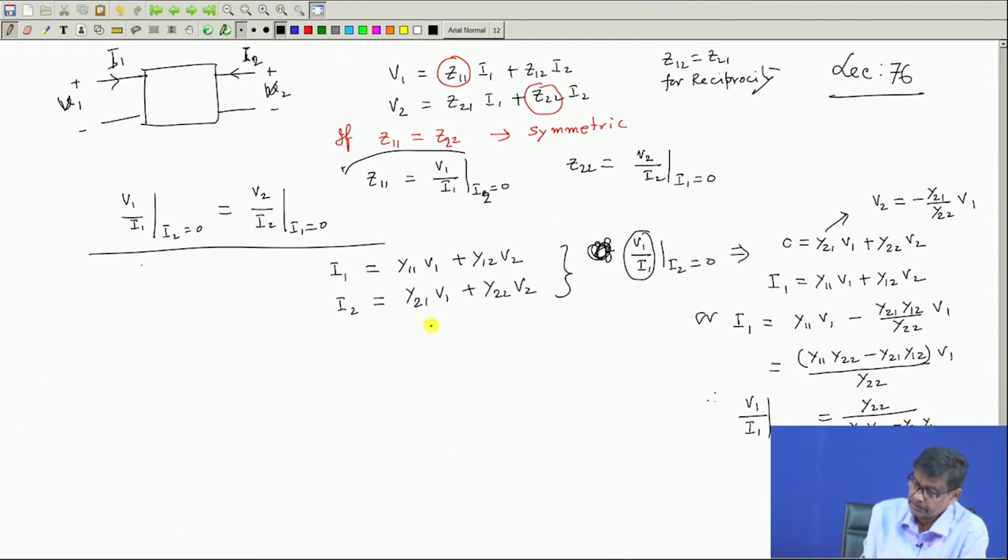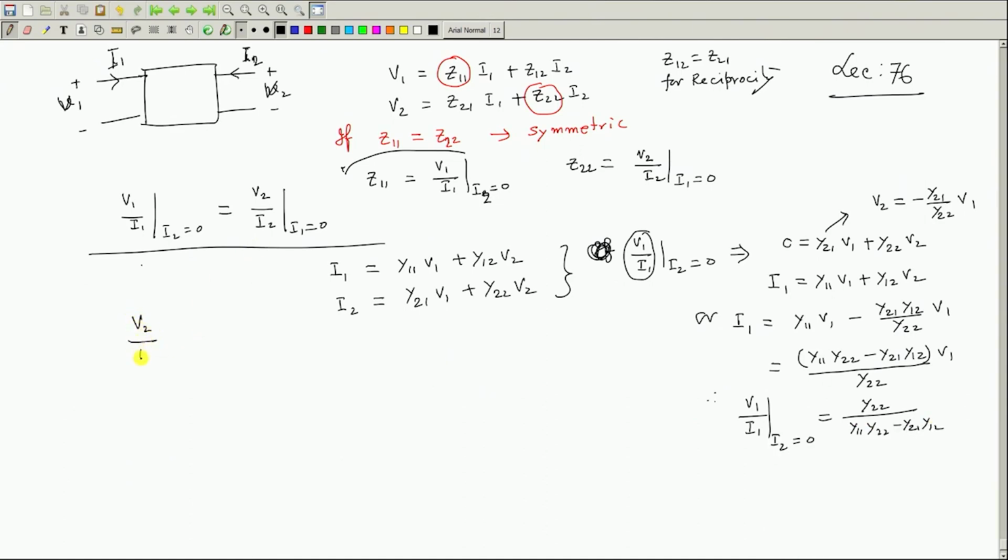This we keep. Then I calculate V2 by I2. This of course is obvious. Hopefully, I will get Y22 is equal to Y11.